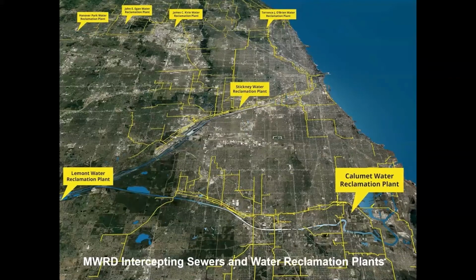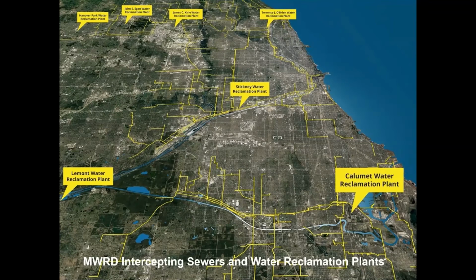So by the 1910s, the district decided that treating wastewater before releasing it to the waterways was the only way to protect citizens and the environment. And over the next 60 years, the district designed and built about 560 miles of intercepting sewers and 7 water reclamation plants to address the growth in the area.